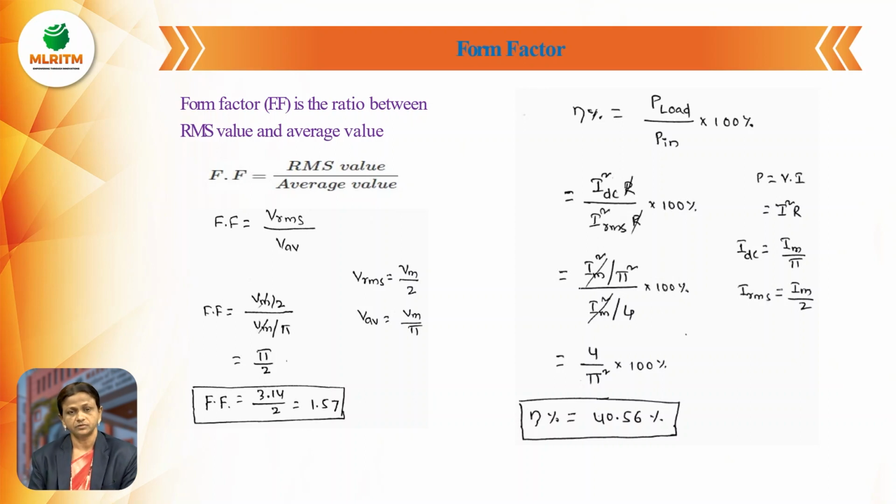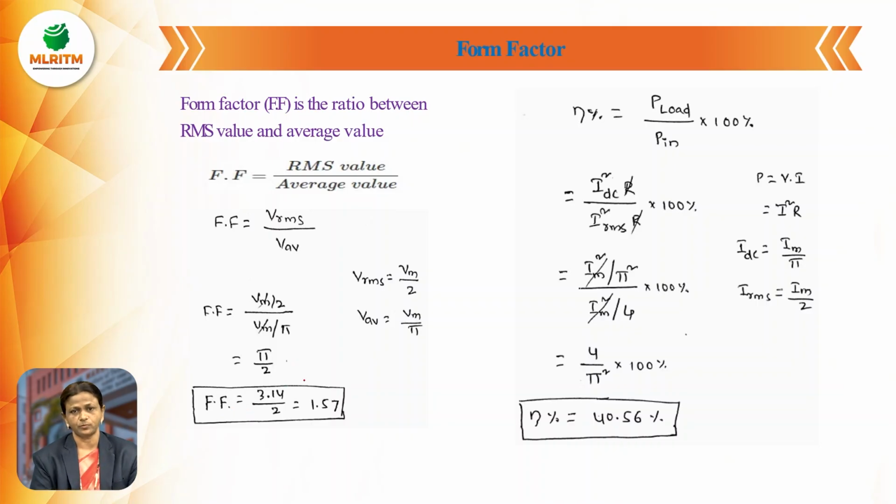What is Vrms? Vm by 2. What is VDC, or V average value? Vm by pi. Now substitute these two values in this formula. Therefore, form factor equals Vrms, which is Vm by 2, by V average, which is Vm by pi. Now it becomes Vm by 2 multiplied with pi by Vm. Vm gets cancelled. Therefore, form factor equals pi by 2.